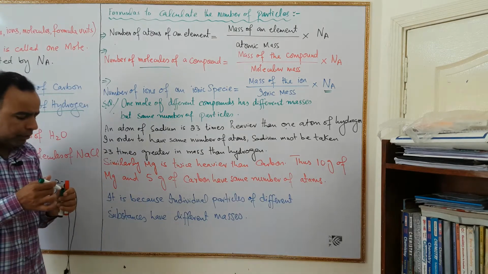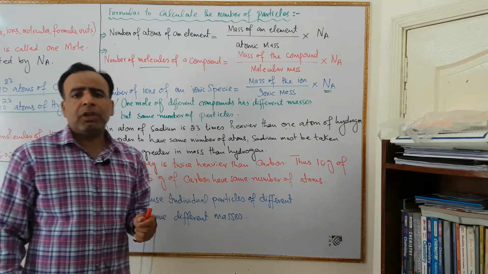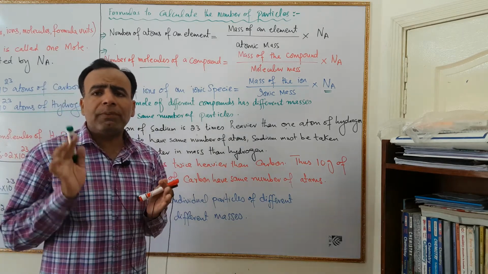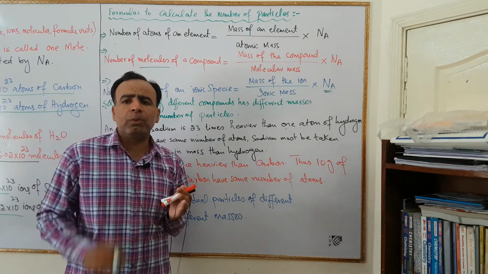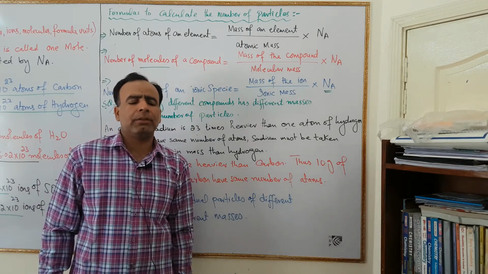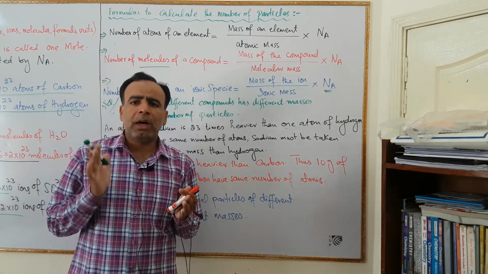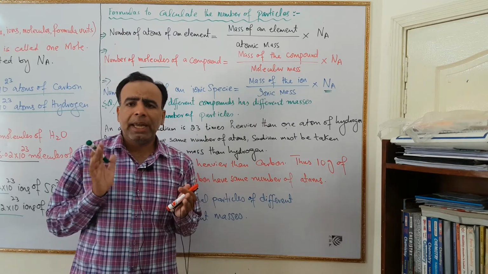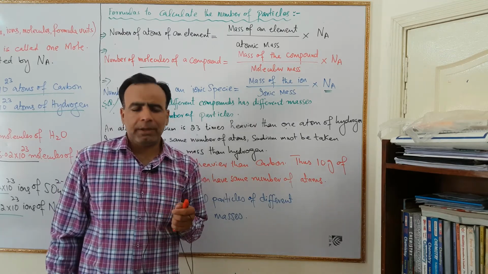Now my dear students, there will be a short question. What is the short question? 1 mole of different compounds has different masses but same number of particles.